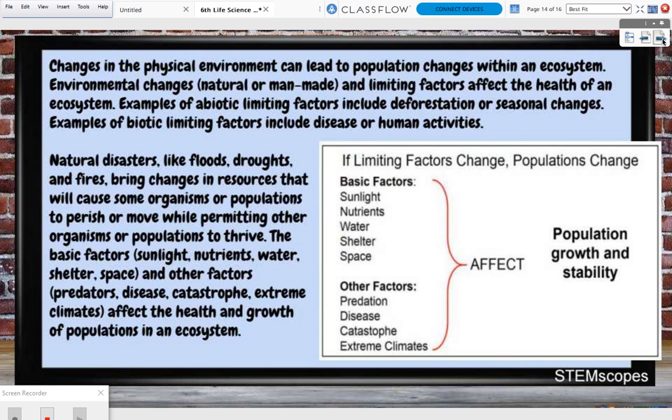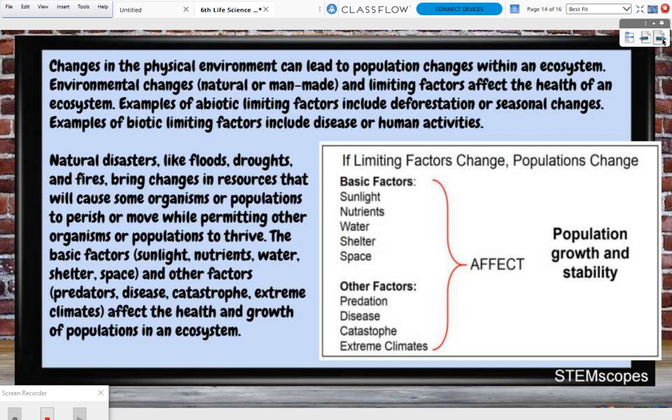So let's talk about what happens if we make changes to the environment. Changes in the physical environment can lead to population changes within an ecosystem. Environmental changes, natural or man-made, and limiting factors affect the health of an ecosystem. Examples would be abiotic limiting factors, including deforestation or seasonal changes. Examples of biotic limiting factors include disease or human activities. Natural disasters like floods, droughts, and fires bring changes in resources that will cause some organisms or populations to perish or move while permitting other organisms or populations to thrive.